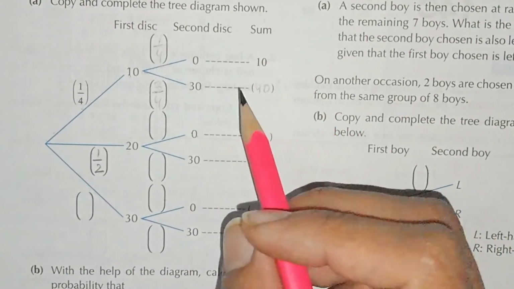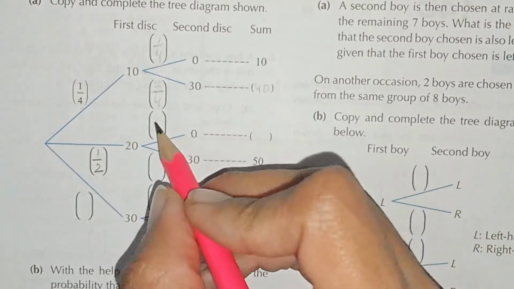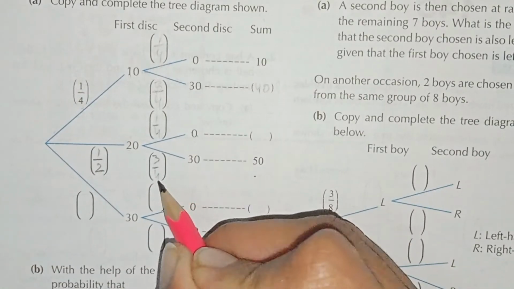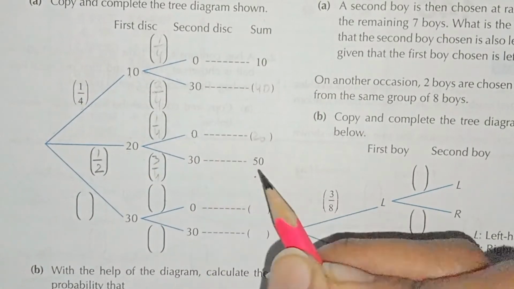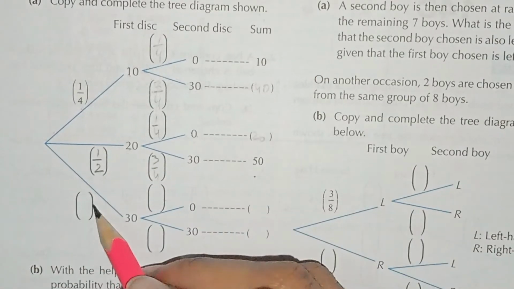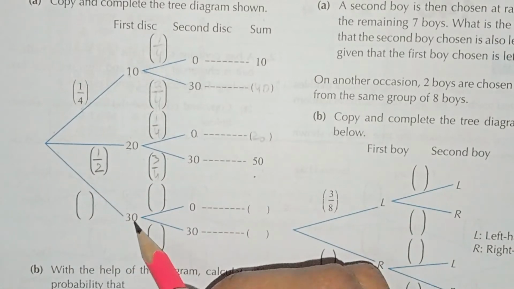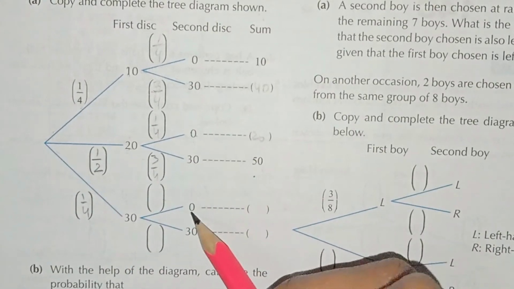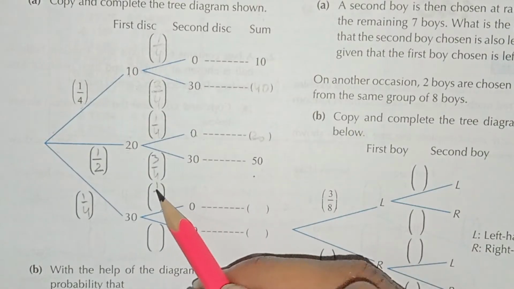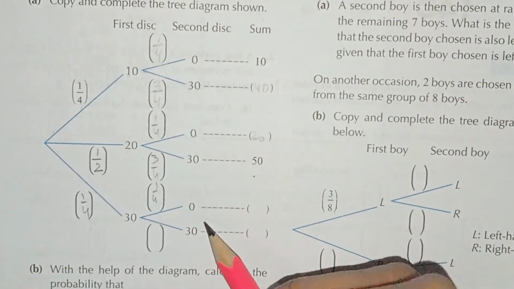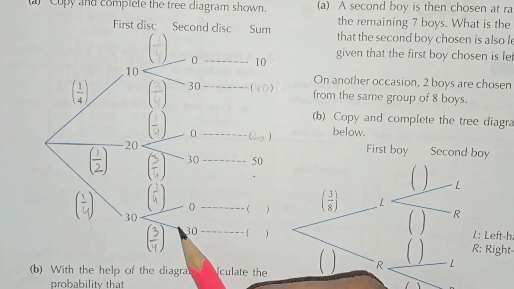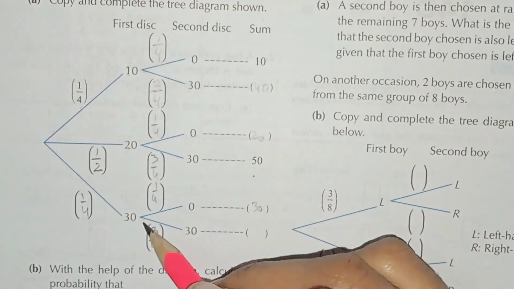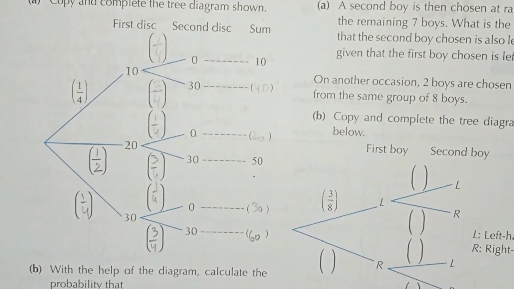Now, in the second disc, the probability of getting the 0 is 1 by 4, and the probability of getting the 30 is 3 by 4. And now its sum is 20 and its sum is 50. And the probability of getting the 30 is 1 by 4 in the first disc. In the second disc, the probability of getting the 0 is 1 by 4, and the probability of getting the 30 is 3 by 4. By adding it, we get 30. And by adding it, we get 60.